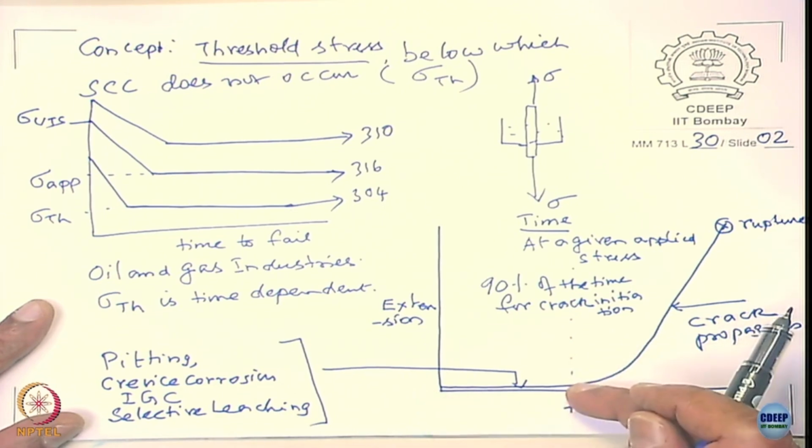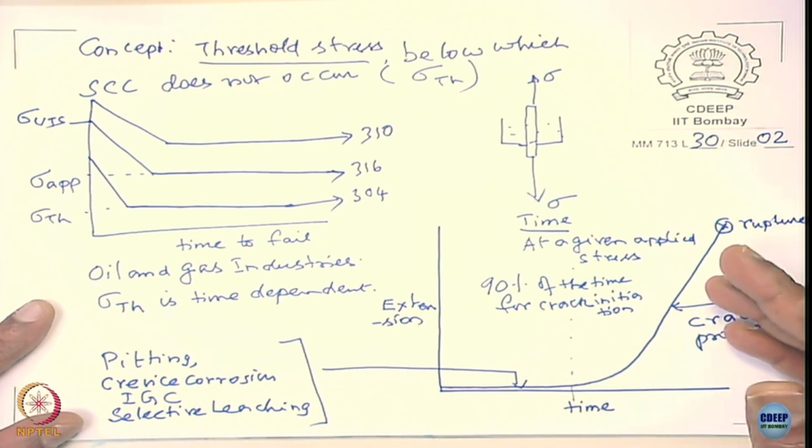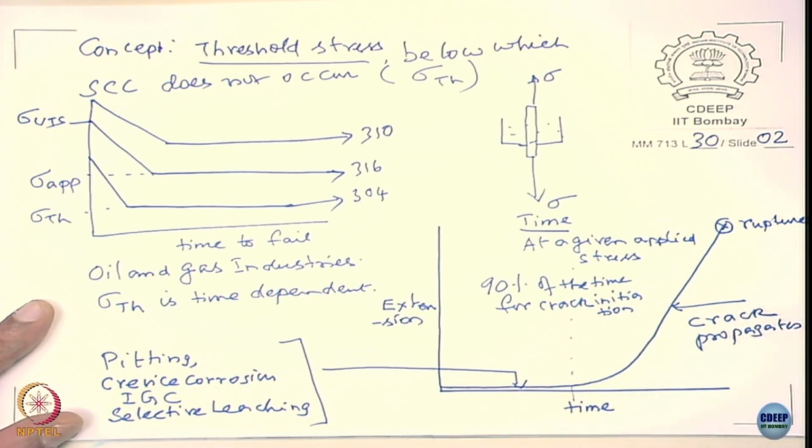A pit turns into a crack. An intergranular corrosion turns into a crack, into an intergranular stress corrosion cracking, right? A crevice attack can lead to stress corrosion cracking within the crevice, can happen. Selective leaching also can happen.